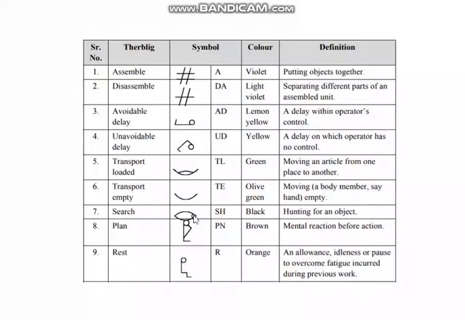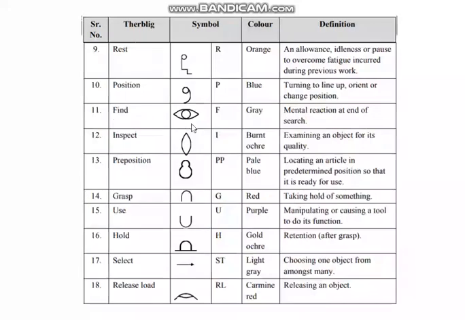See, in search the eyeball was here, whereas in find, the eyeball has come to the center. That means your eye is fixed on the object, like that. Find, F letter, gray color, and mental reaction at the end of the search. Okay, inspect means this is again an eye, but it's in a vertical position. Okay, I for inspect. And burnt ochre, I don't know what this color is. You can see in Google which color it comes to. Okay, examining an object for its quality, inspection.